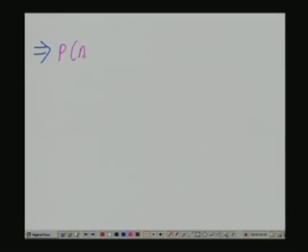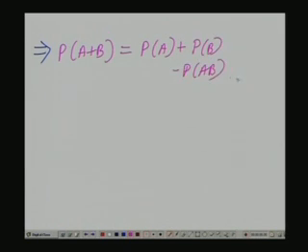In this case, P A plus B equals P A plus P B minus P A B. You will get this. This is the result. Okay. Finally, this was property number 2 or 3.